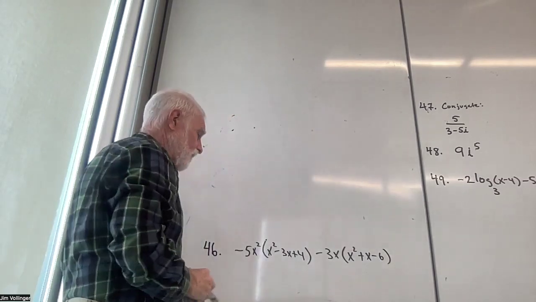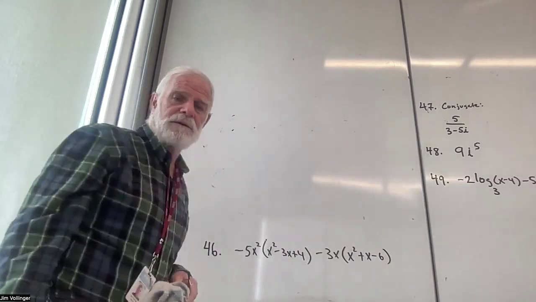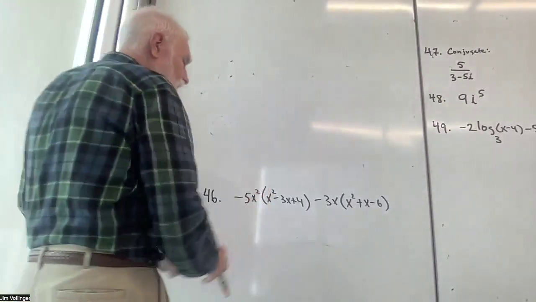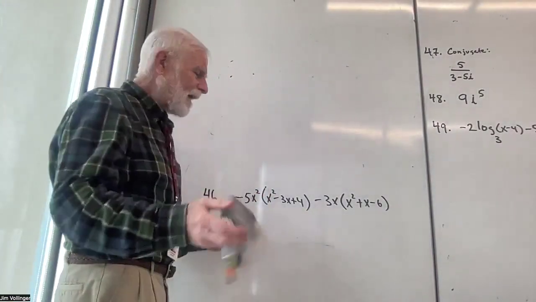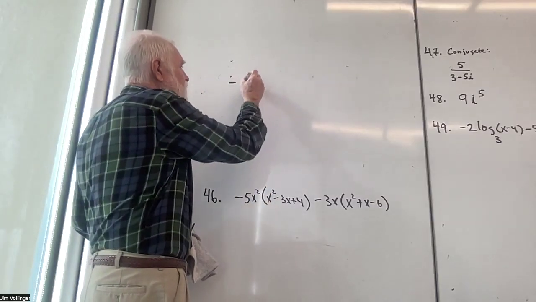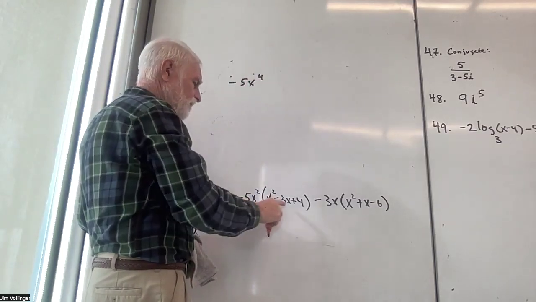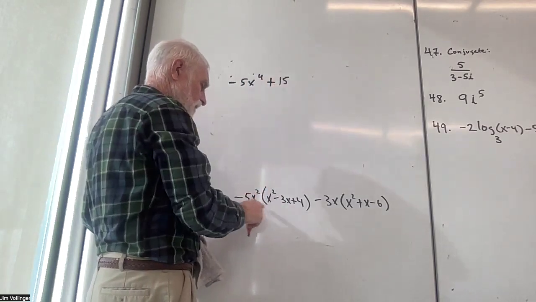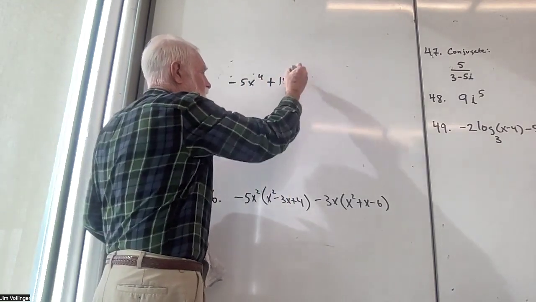All right, so what's the easiest way to tackle this problem? I think to make columns. It's not hard at all. It's just a question of keeping track of things. Minus 5x squared times x squared is minus 5x to the 4th. Minus 5x squared times minus 3x is positive 15x cubed.